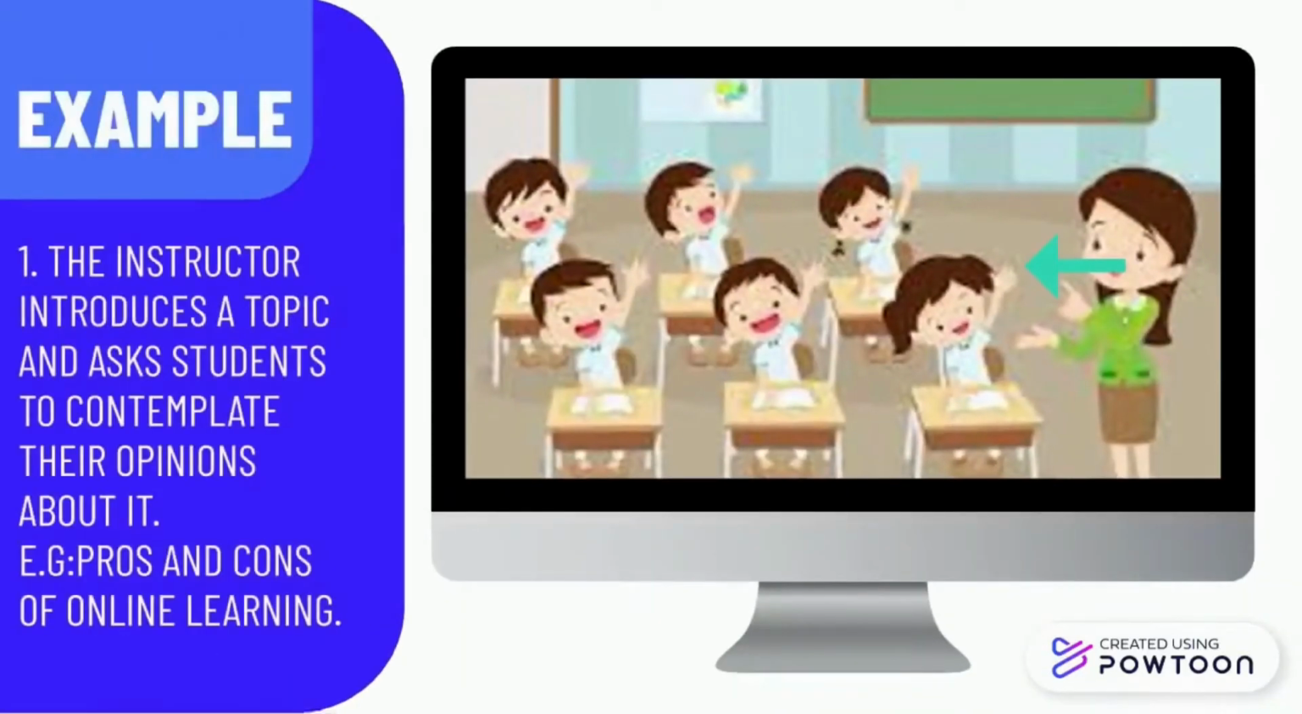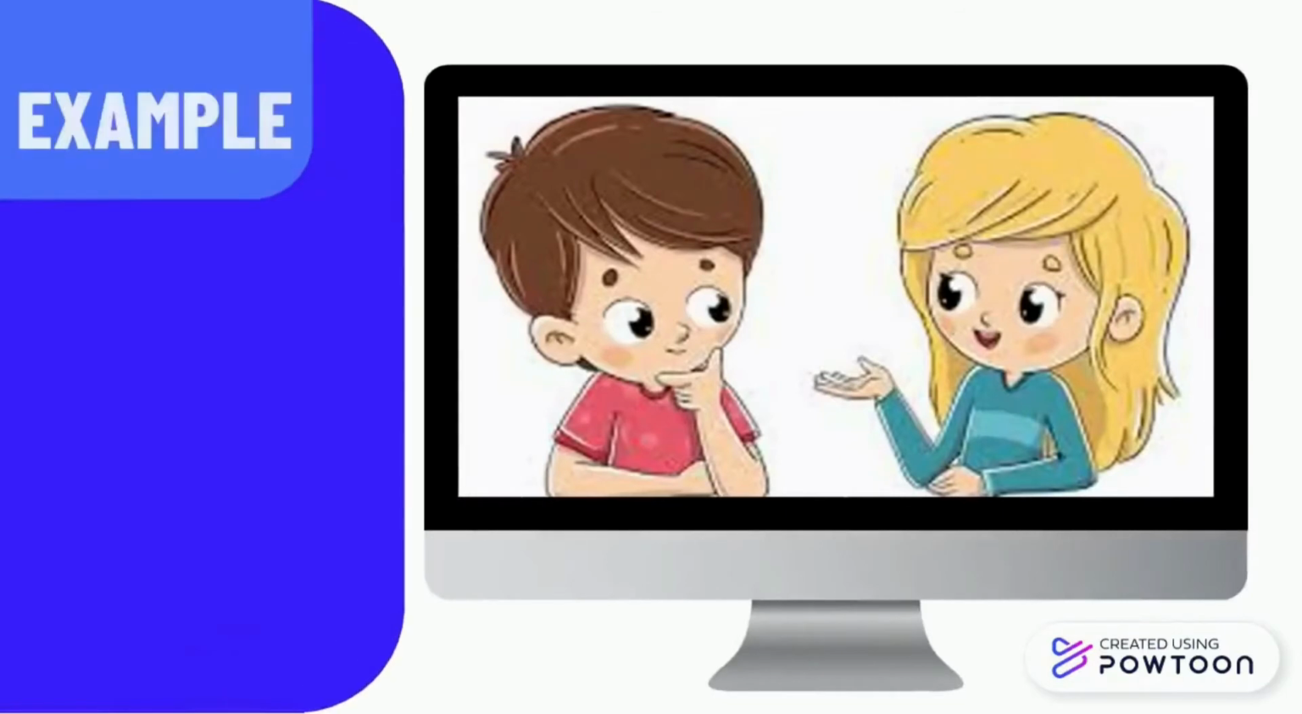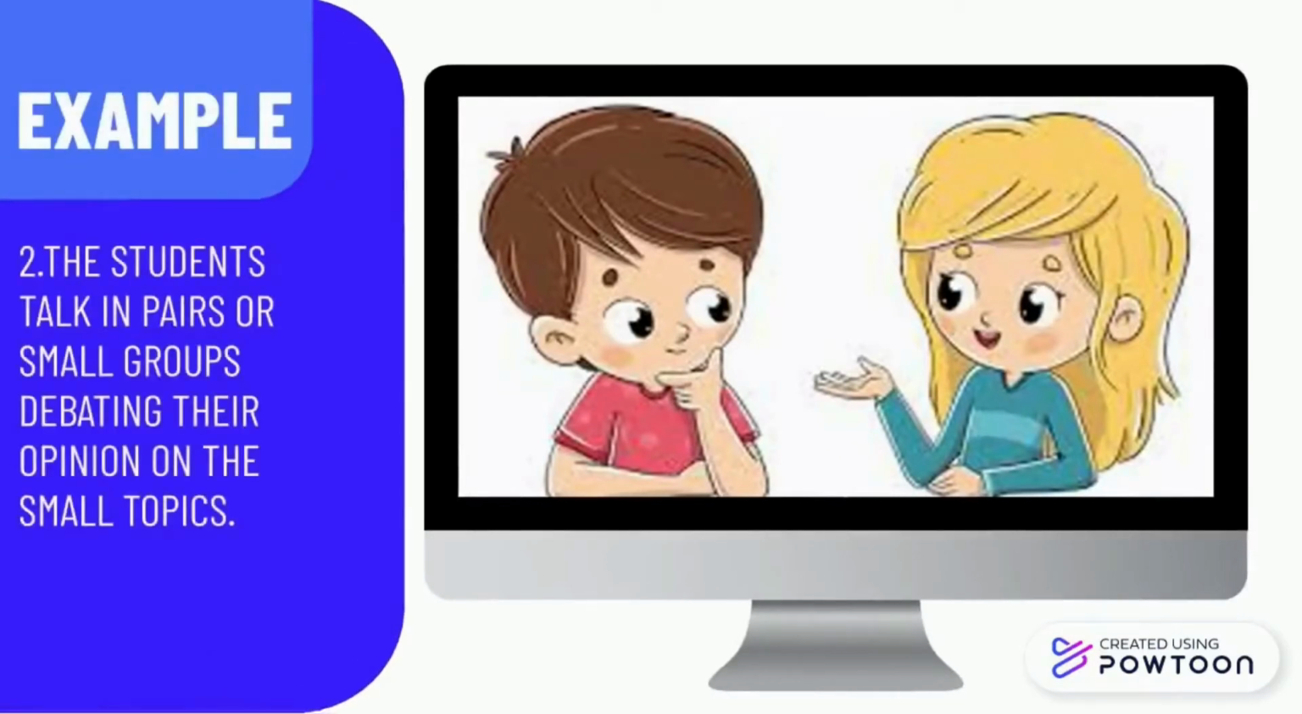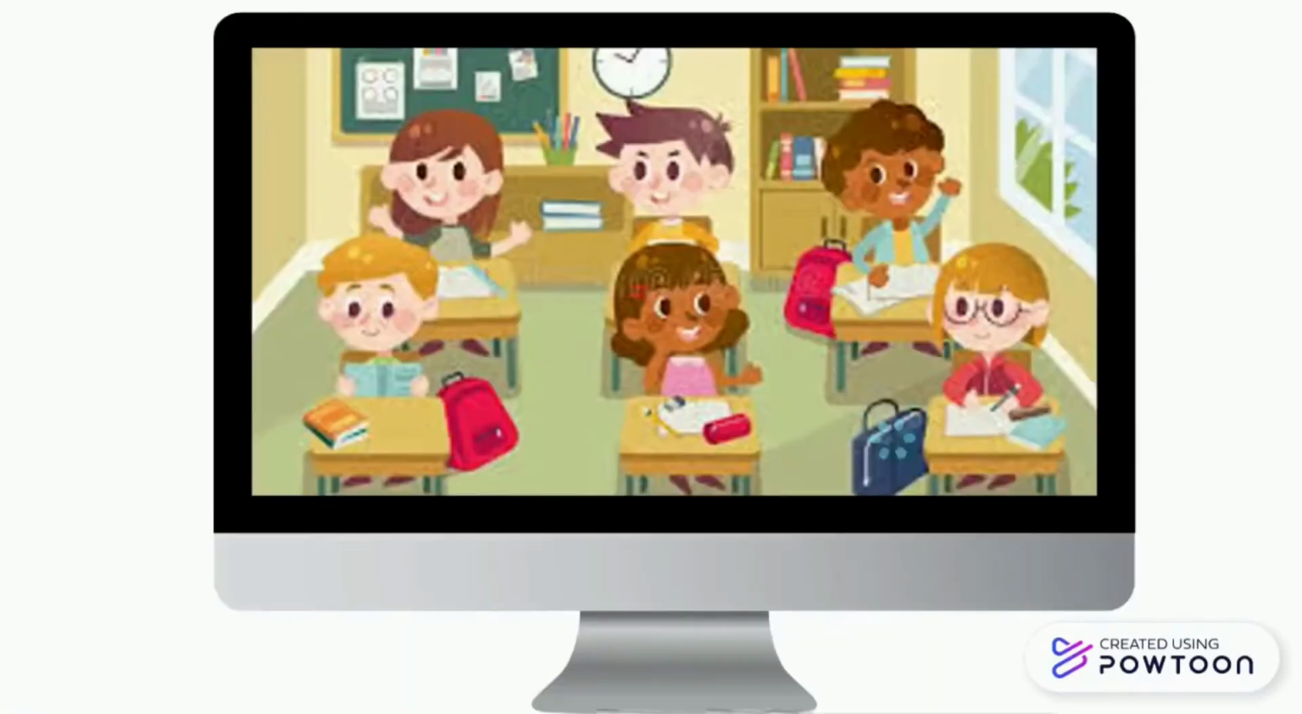For example, first, the instructor introduces a topic and asks students to contemplate their opinions about it. Example of topic: pros and cons of online learning. Next, the students talk in pairs or small groups, debating their opinions regarding the topic.